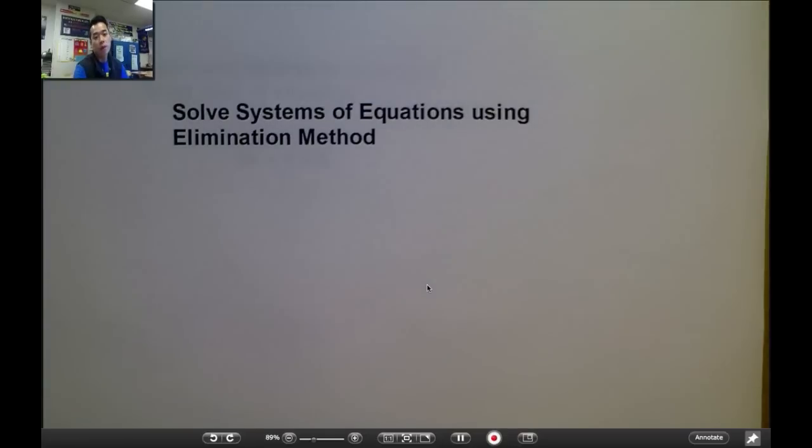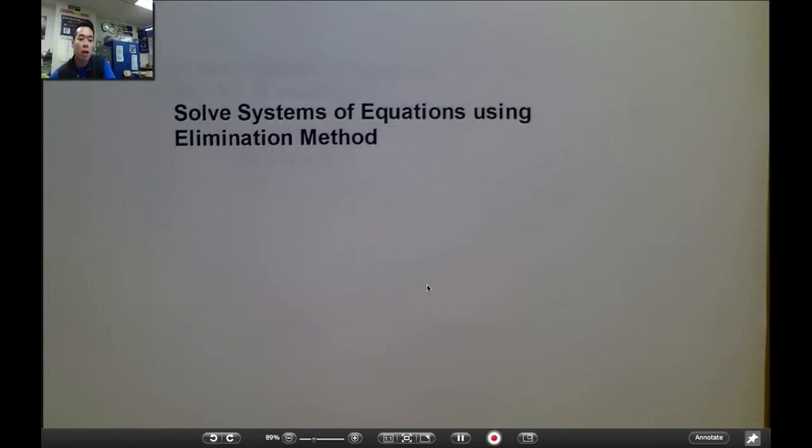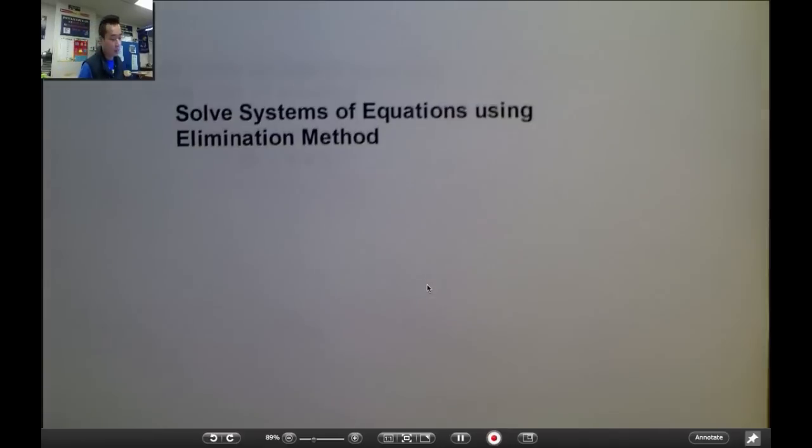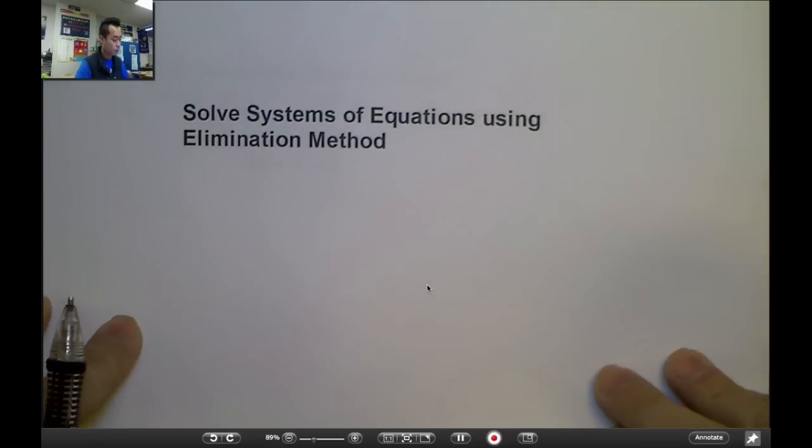Alright guys, so today we're going to be practicing solving systems of equations using the elimination method. Previously we've gone over solving systems of equations using graphing and creating a table, finding the one x value that gives you the same y value for both equations, and then next we used substitution, where we just manipulated one equation of my system and then substituted it into the second one. Today we're going to use something called the elimination method.